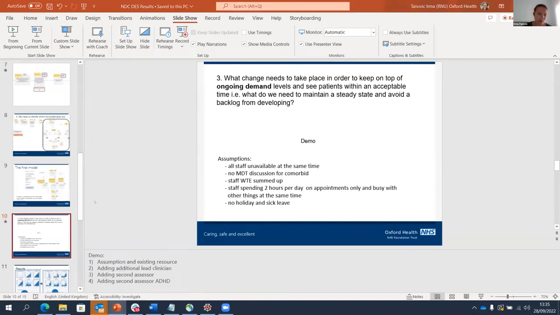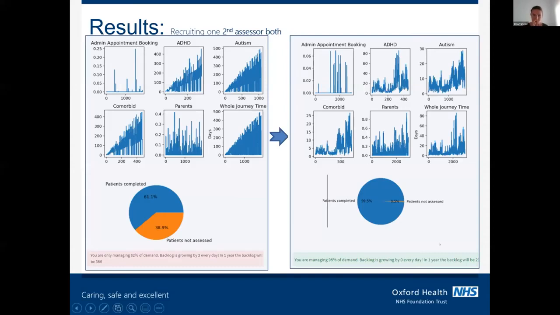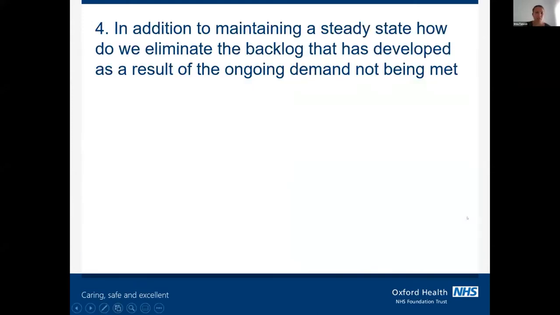I just wanted to summarize what we just saw, because I think it's more dramatic when you see it this way. By recruiting a second assessor both, previously they managed, with the existing resource, only 61%. By recruiting a second assessor, they're managing 99%. The overall median waiting time was about 300 or so, which is down to tens by recruiting a second assessor. So that's the question around existing demand.